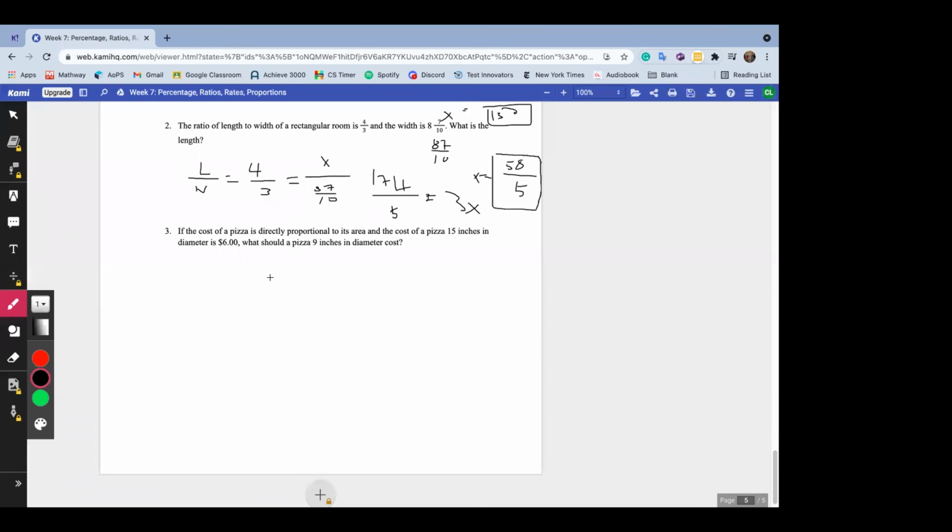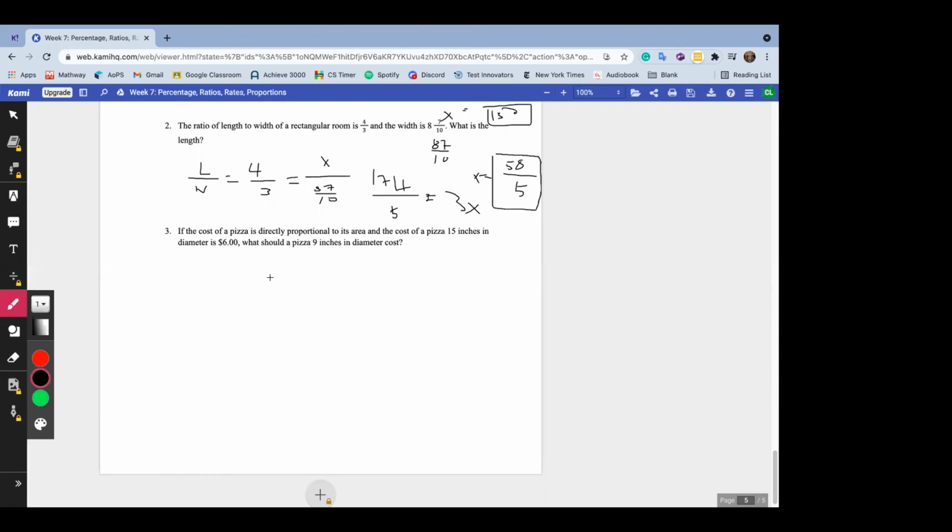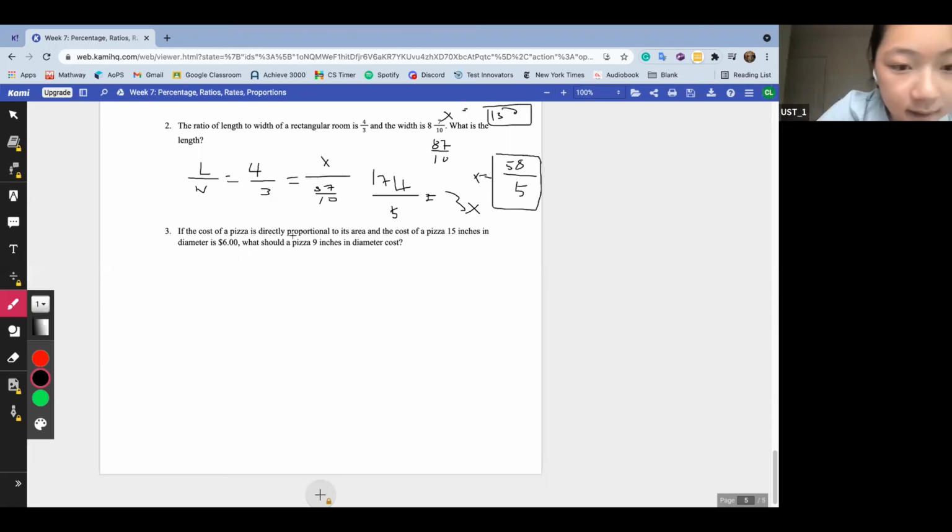Wait, I don't really understand what you mean by if the cost of a pizza is directly proportional to its area and the cost of the pizza 15 inches in diameter is $6. Okay, so I'll explain the question actually. So the ratio of the pizza's area to the cost is equal. So we can find the areas of the pizza.